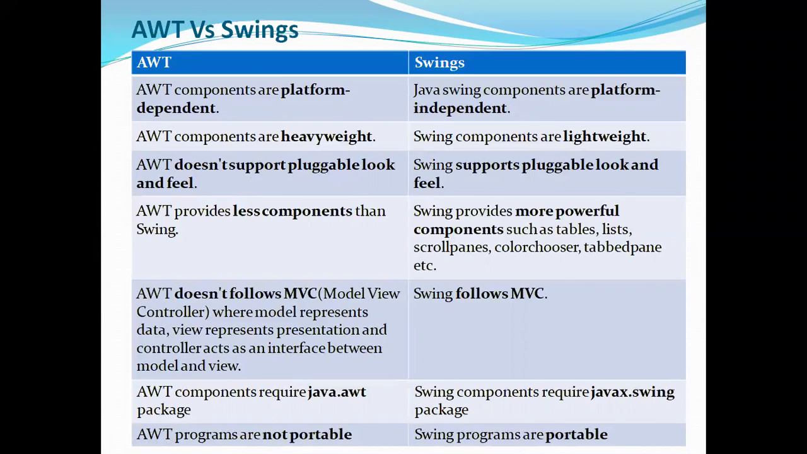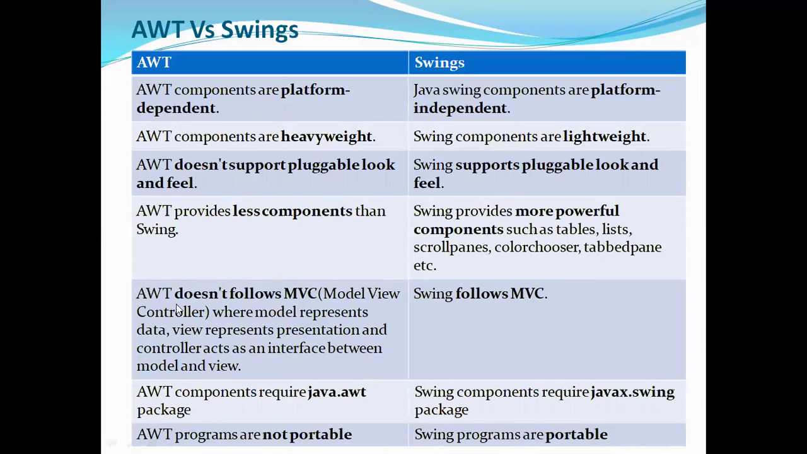AWT provides fewer components than Swing. We have seen some components like container, buttons, list, label, etc. Whereas Swing provides a greater number of powerful components such as tables, lists, scroll panes, color chooser, tabbed pane, etc. There are so many powerful components in Swings which are not there in AWT. So AWT is a basic one which has few components, whereas Swing has more components. We'll see some of them in this session.